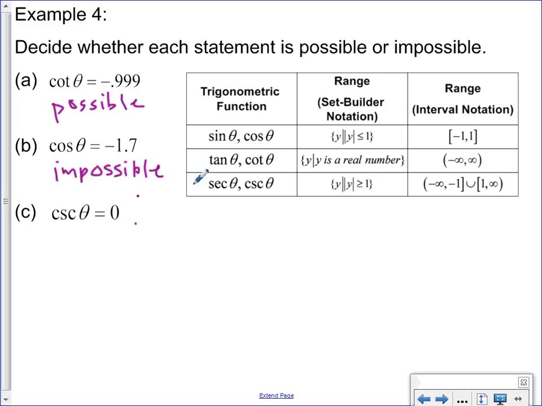Can the cosine be 0? Or cosecant be 0? No. It's not in the range, so this is impossible. Probably the easiest question on a test, as long as you have a mental picture of what the ranges are.